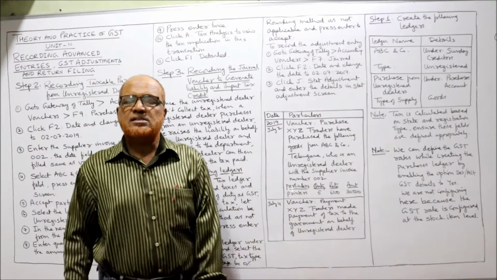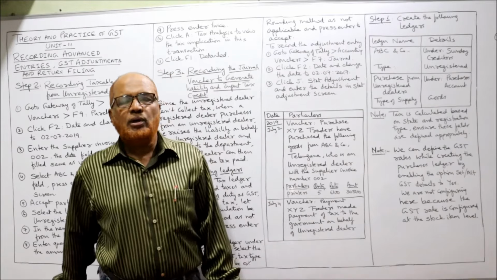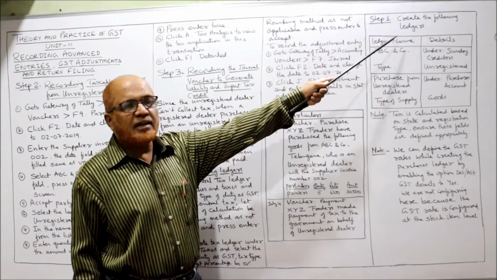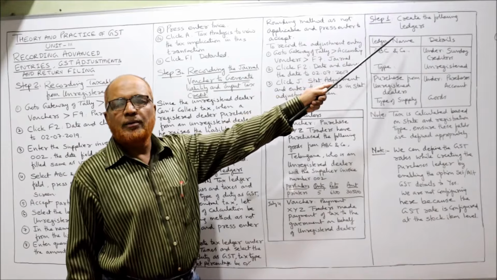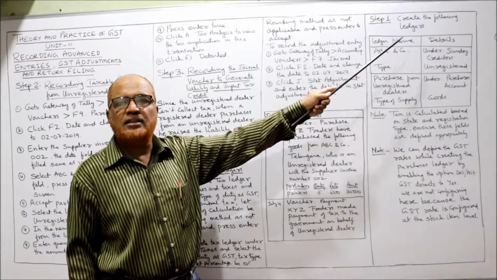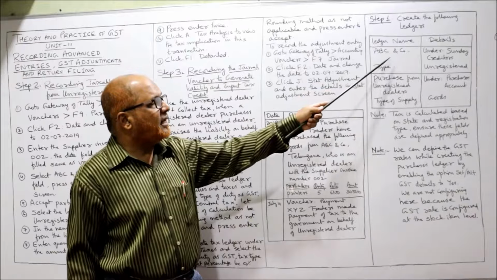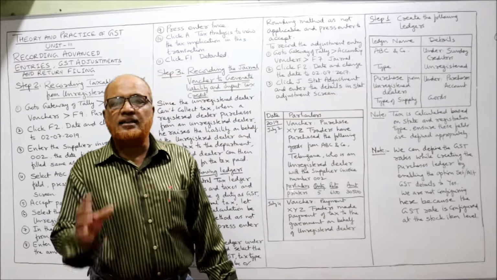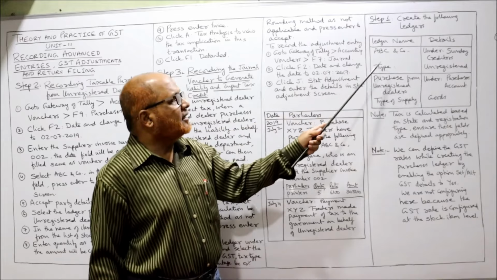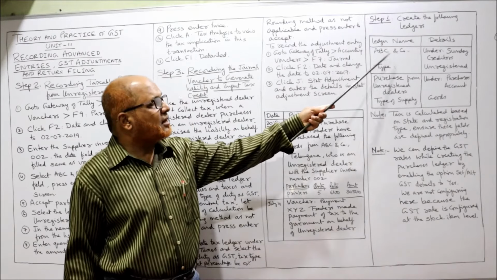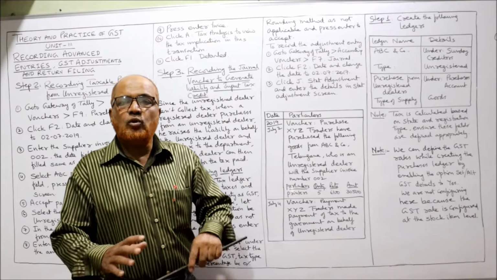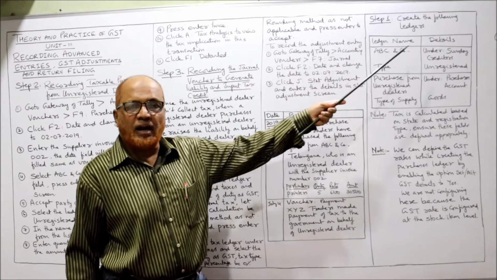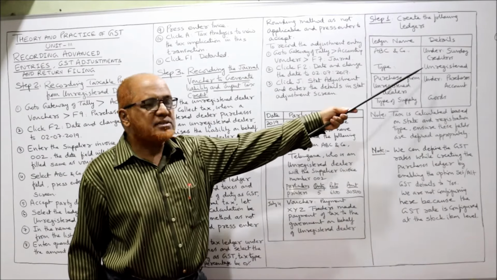Now, step by step, I'll explain the procedure for recording the purchases from an unregistered dealer. Step 1, create the following ledgers. First of all, before entering the transaction, we have to create the ledger. Name of the ledger, ABC and Company. This is the supplier, under the category of sundry creditors, and the type is unregistered. So we have to create one ledger account: the ledger account of ABC company under the category of sundry creditors, and the type is unregistered.